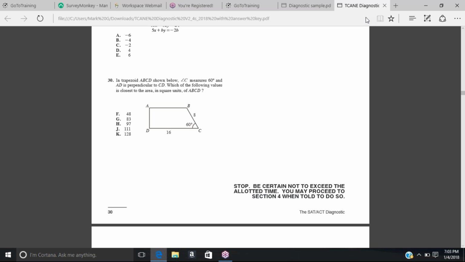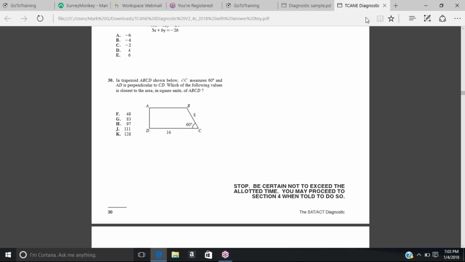Only one answer is even in the ballpark. That's choice H. Let me give you way 2. Some of you know that there's a formula for a trapezoid. The area of a trapezoid, that's what this is, the average of the bases times the height. The average of the bases, in this case, 16 is the lower base. 12 is the AB length, the upper base. And so the average is 14. Halfway between 12 and 16, it's 14.